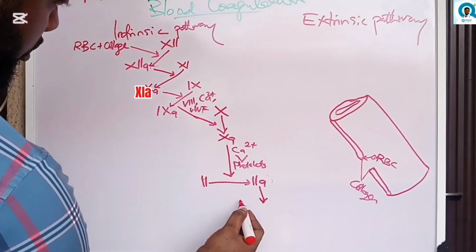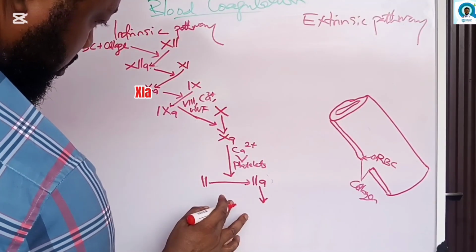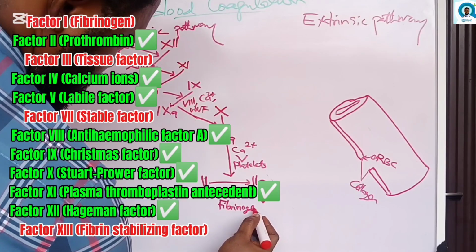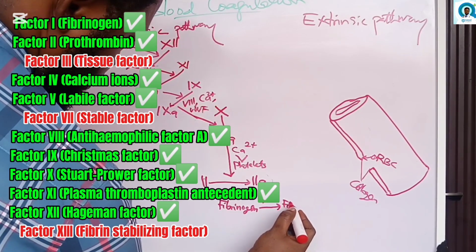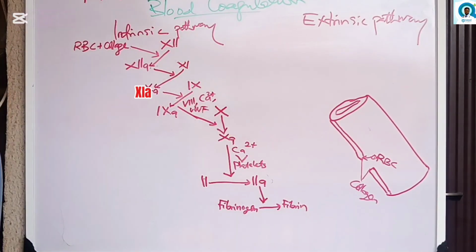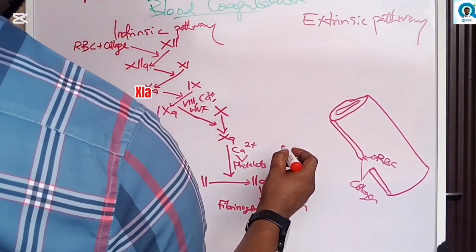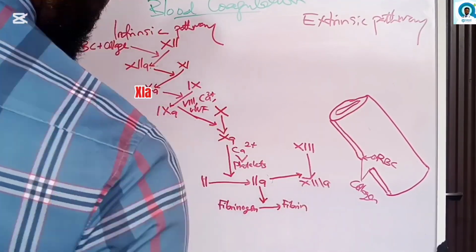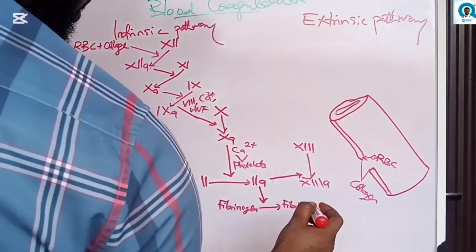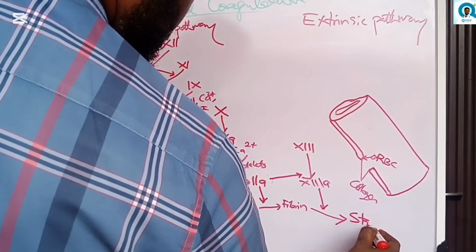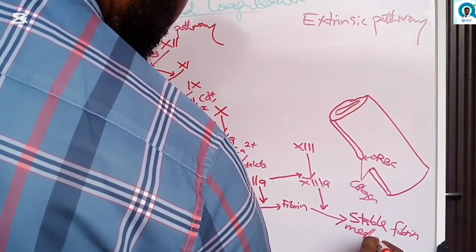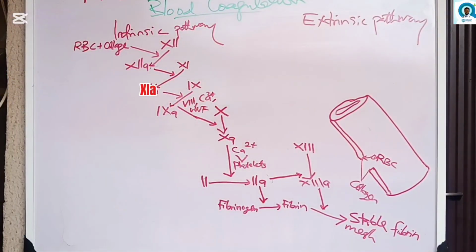Thrombin plays two major roles in the coagulation process. First, it converts fibrinogen, that is factor 1, to fibrin. It also causes the activation of fibrin stabilizing factor. Activated fibrin stabilizing factor stabilizes fibrin, leading to formation of a stable polymer that forms a fibrin mesh.